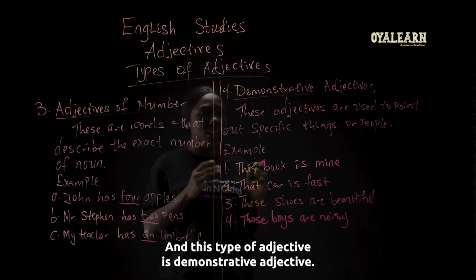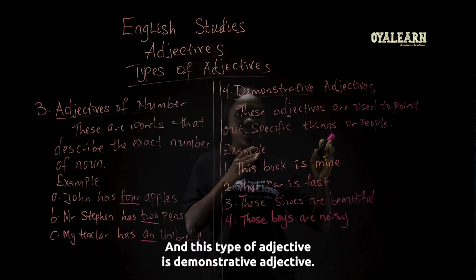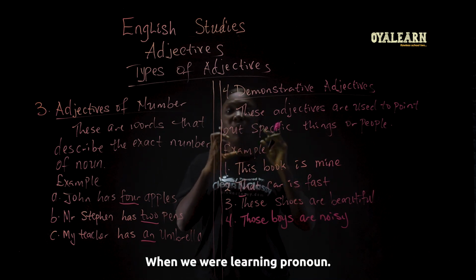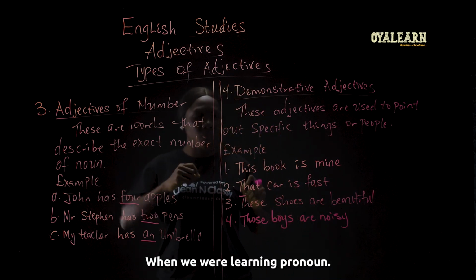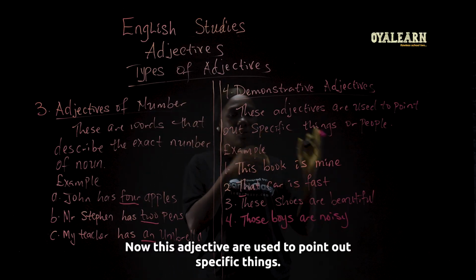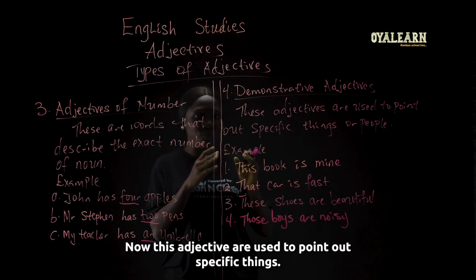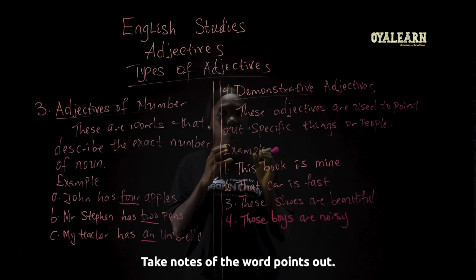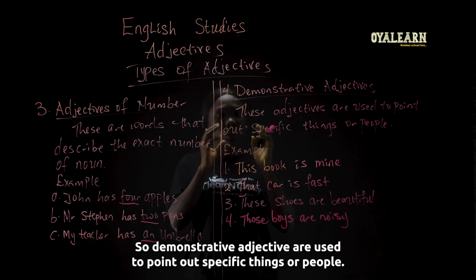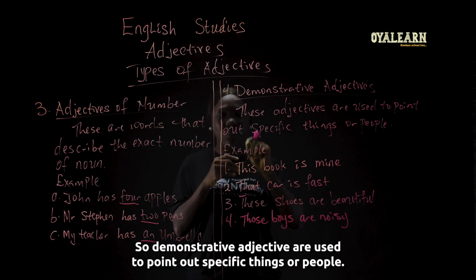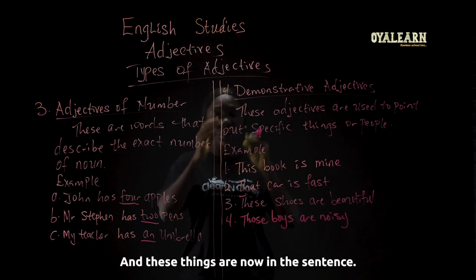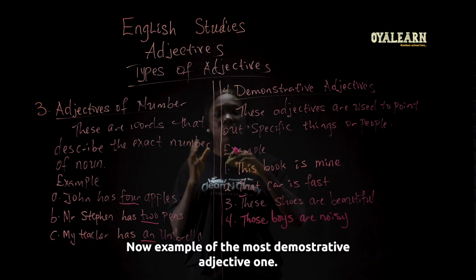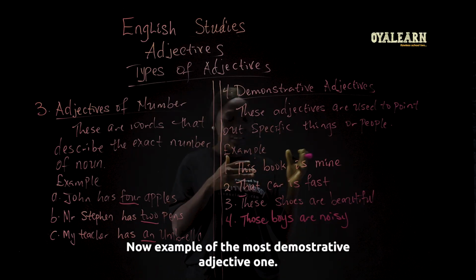The next type of adjective is demonstrative adjective. I'm sure you must have heard the word demonstrative somewhere, probably when we were learning pronouns. These adjectives are used to point out specific things or people. Take note of the words point out. So demonstrative adjectives are used to point out specific things or people, and these things are nouns in the sentence.